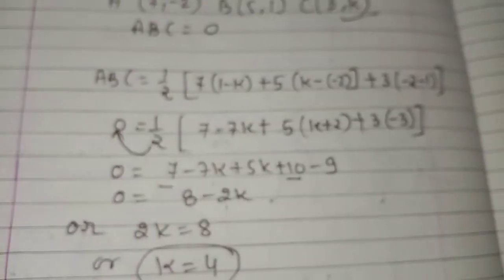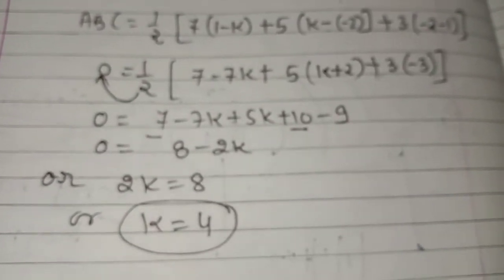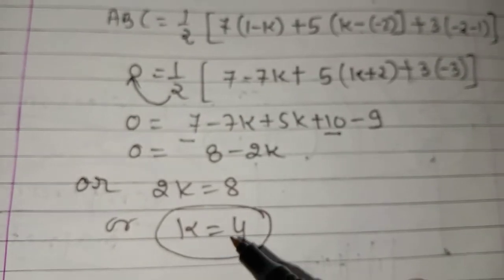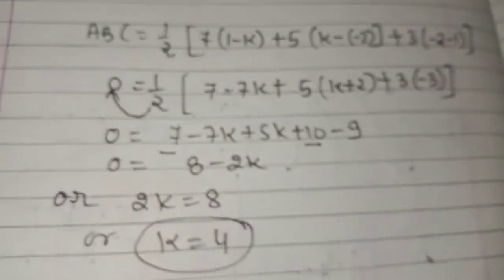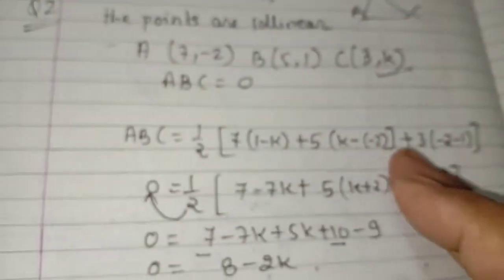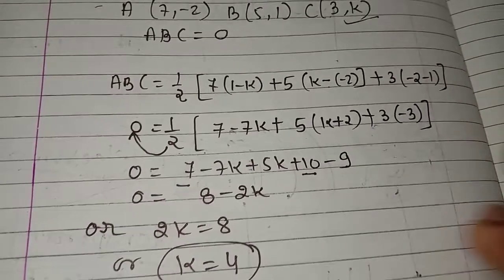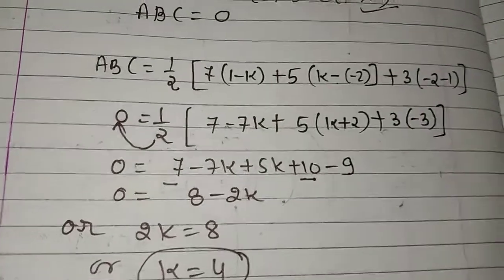So by this way we can find the missing value. Okay, k is equal to 4. Clear? So one question I have done. The second question I am giving you as an assignment. So this is the question.